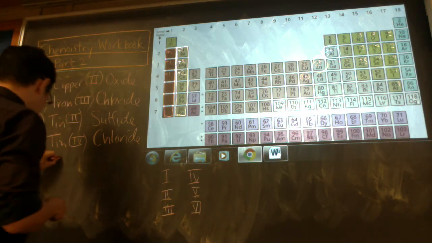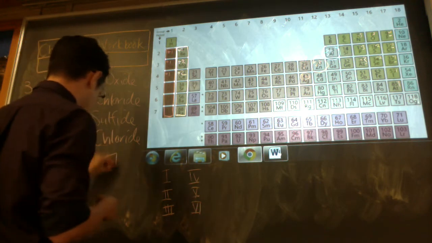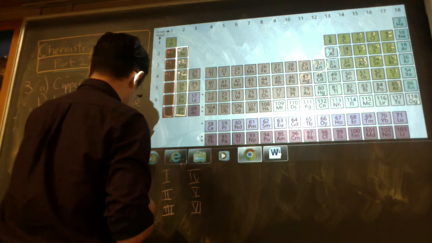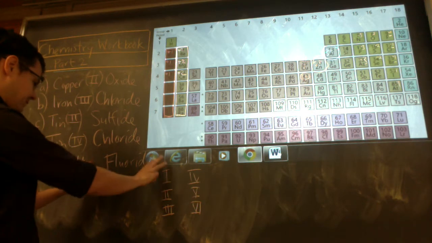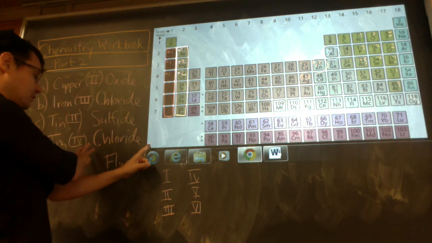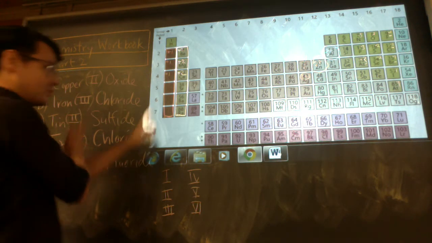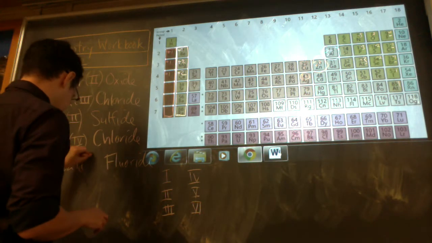CoF3, cobalt, fluoride. Co1, F3. The 1 goes over here, the 3 goes over here. If fluorine is 1, then cobalt is 3. Fluorine is 1, so cobalt is 3.